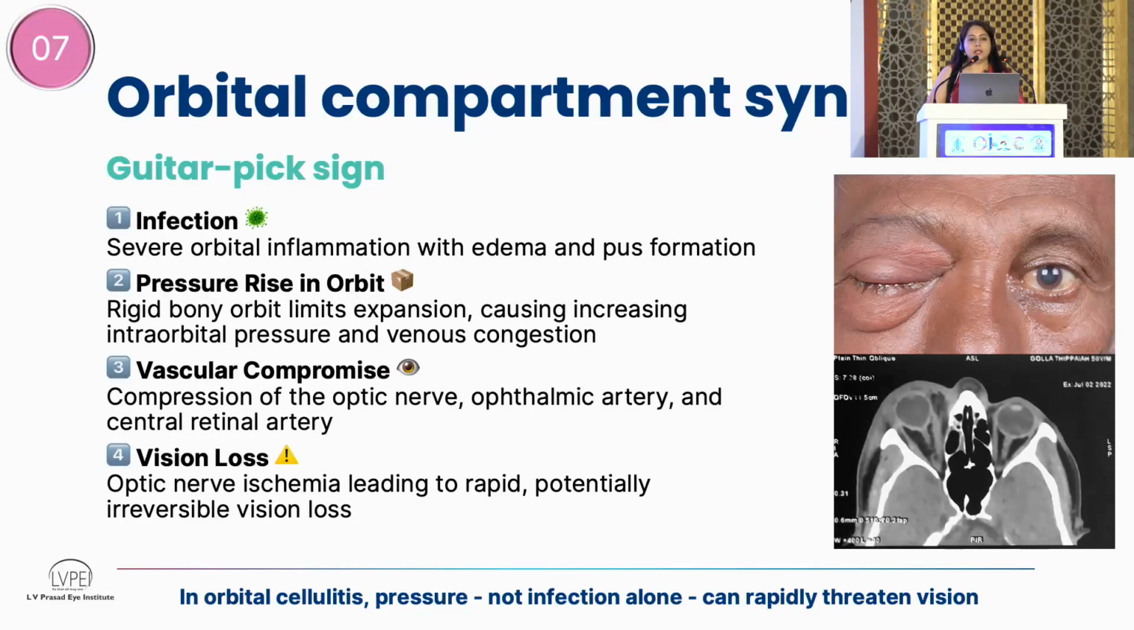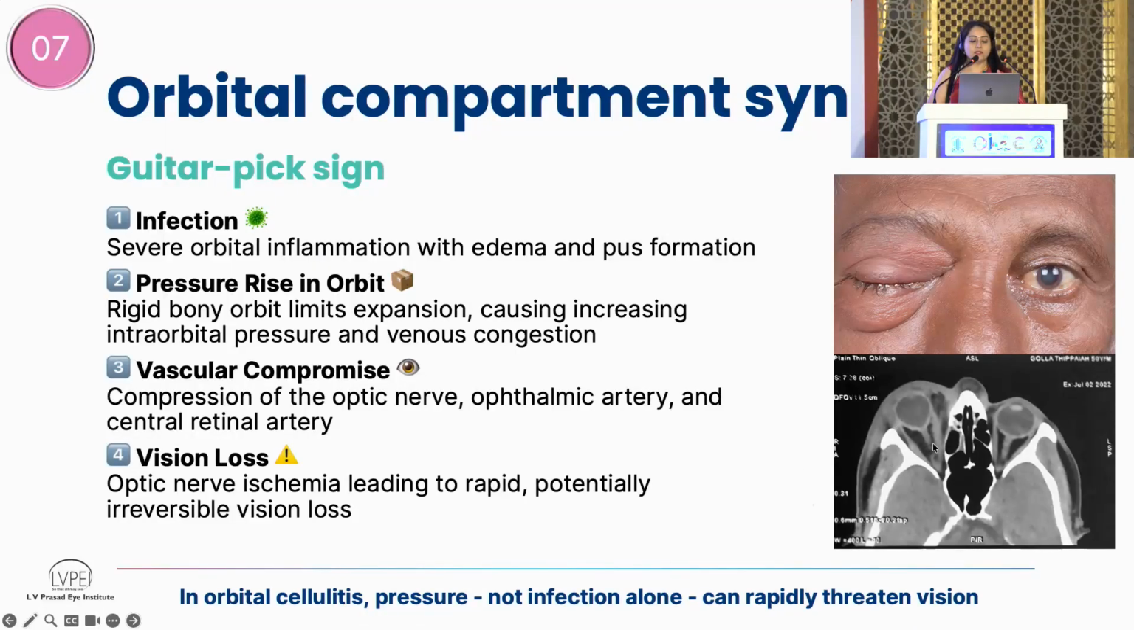Few other complications that you should be aware about. Now, this is an interesting situation where you know that the orbit is pyramidal and it's like a box, right? And things can enter in, but going out sometimes becomes difficult, and that is where you see a compartment syndrome. On imaging, this is like a guitar pick.